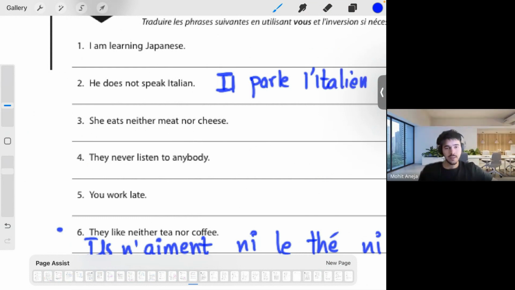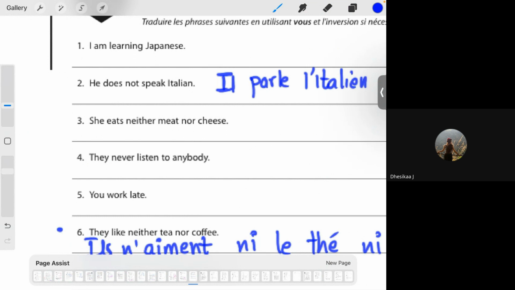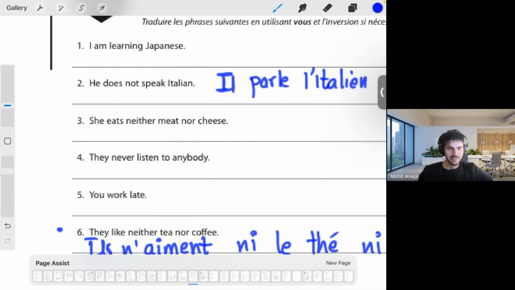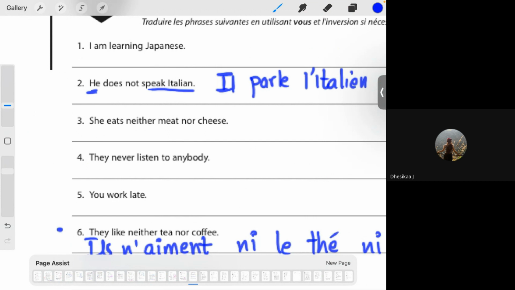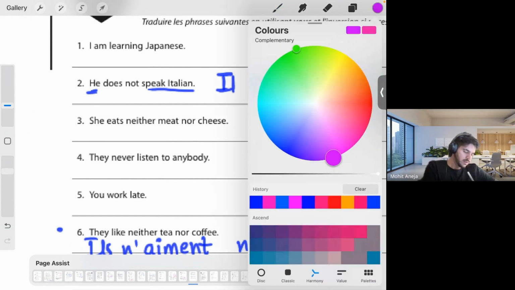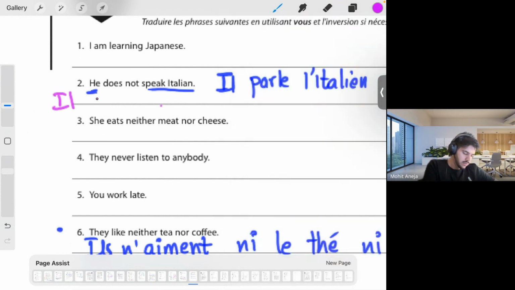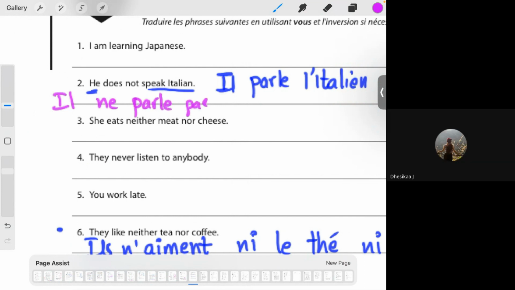Italian. Il parle italien. We have to write it, negate it. But I'm asking you, how do you say "he speaks Italian"? How would you write that? Okay, il parle l'italien. Now if I negate this, I will write it: Il ne parle pas italien.